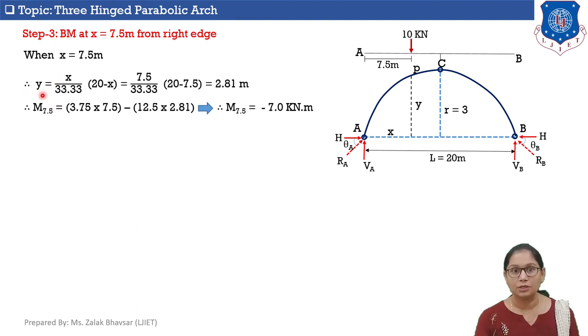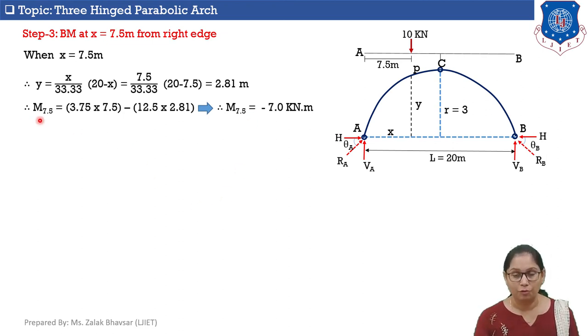So, here is the equation to calculate y, which is x upon 33.33 in bracket 20 minus x. So here x is equal to what? 7.5. So I'm putting x is equal to 7.5 in this equation, then I'm getting y is equal to 2.81 meter. So when x is equal to 7.5 meter, y is equal to 2.81 meter.